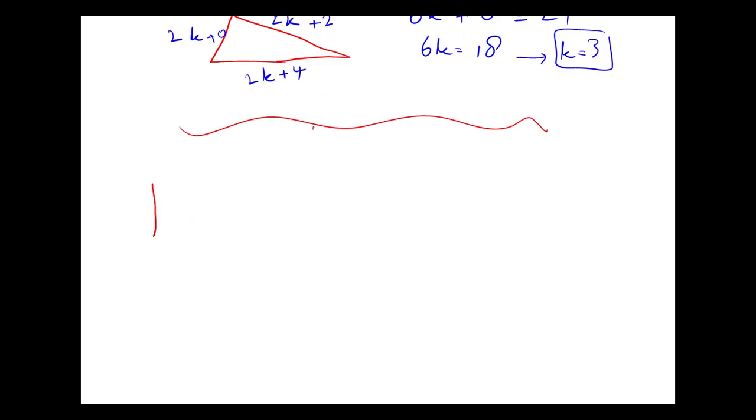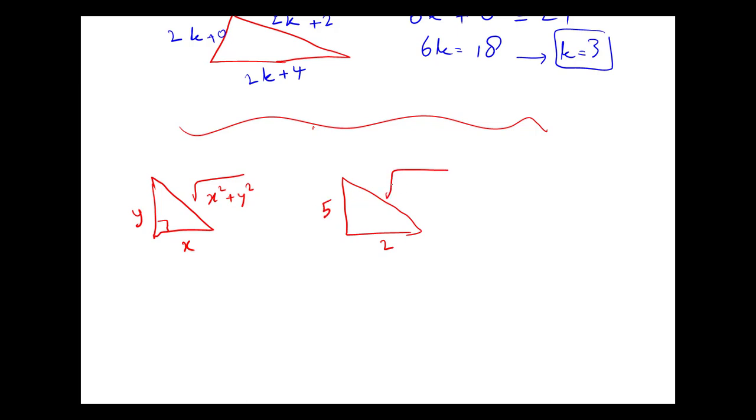By the Pythagorean theorem, if one side is x and another is y, the other side will be the square root of x squared plus y squared. For example, let me ask a question. If the sides are 2 and 5, what is this one? This is the square root of 5 squared, which is 25, plus 2 squared, 4. It's the square root of 29.